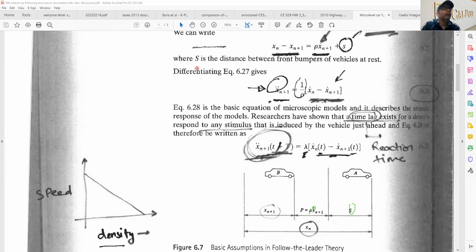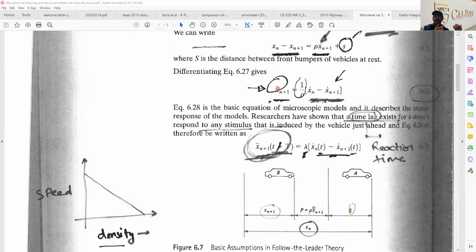Now, if you differentiate this expression with respect to time and rearrange it, you get equation 6.28. If I differentiate this side, I get xn dot minus xn plus 1 dot, which is now the speed differential. This variable goes to 0, and then this becomes 1 over rho, and the xn plus 1 dot differential becomes xn plus 1 double dot. The 2 dots mean you take the derivative of xn plus 1 two times with respect to time.